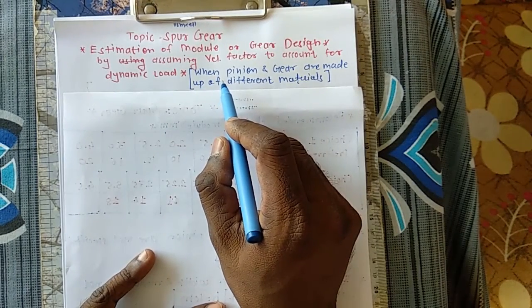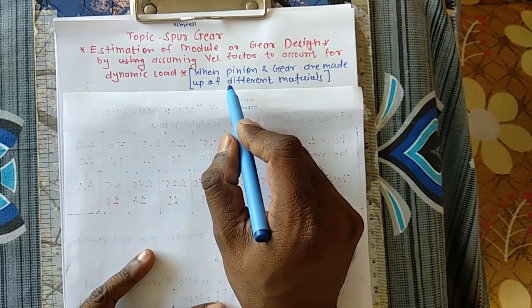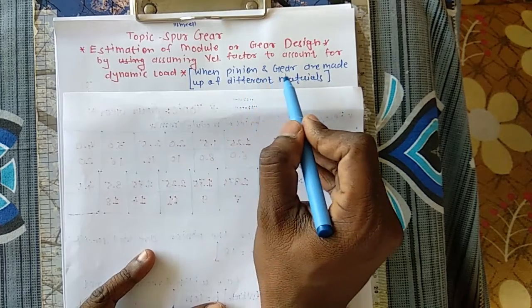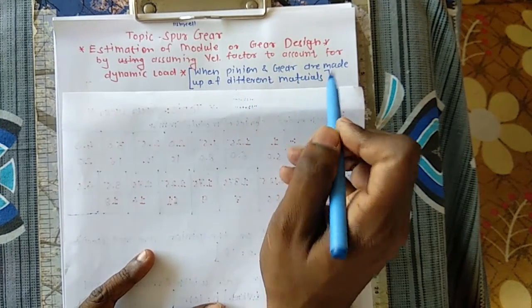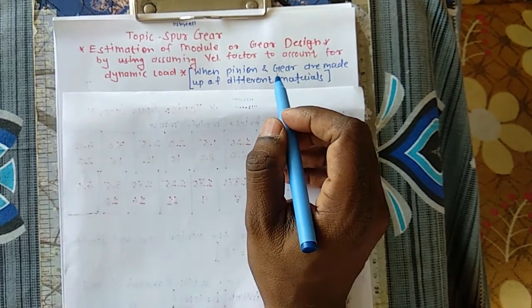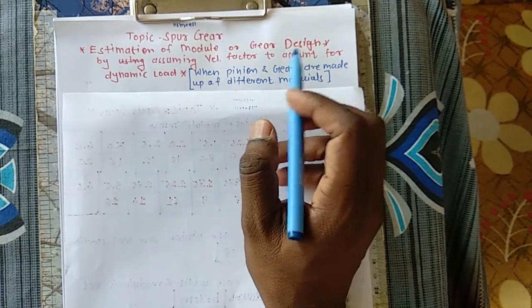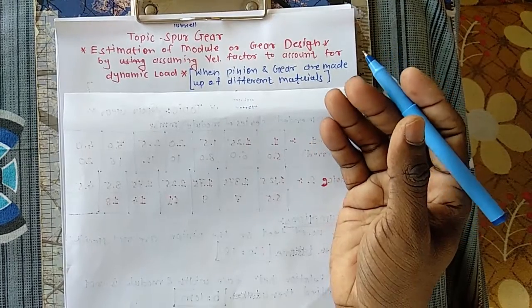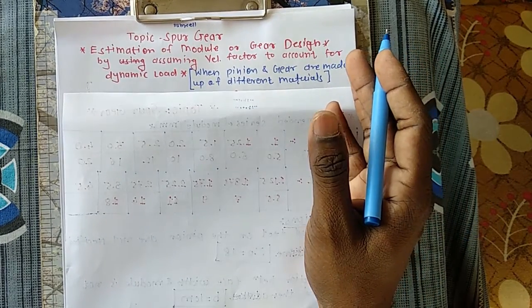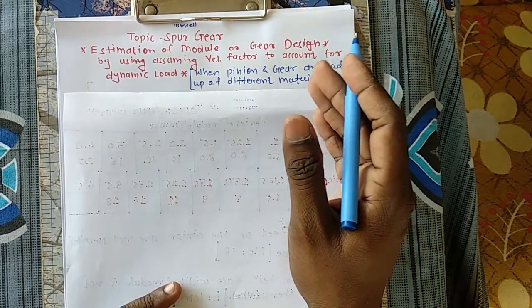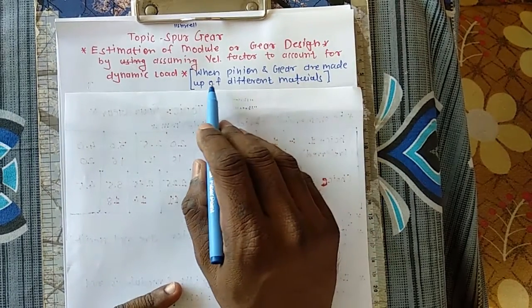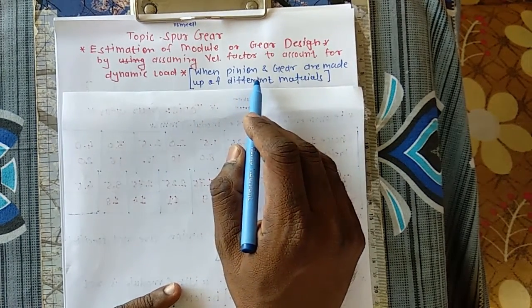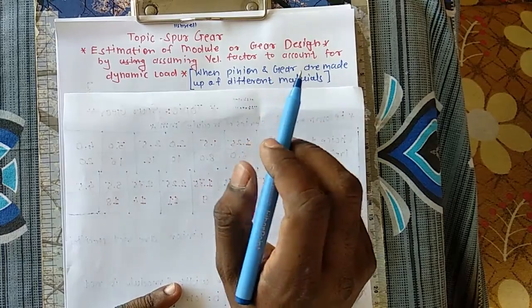Here we are designing the gear pair, or we are estimating the module, when pinion and gear are made up of different materials. In the last lecture, we have seen that pinion and gear were having the same material, and for that we have solved the problem for estimation of module or gear design. So now we are taking the different case. We are taking the pinion and gear having different materials.